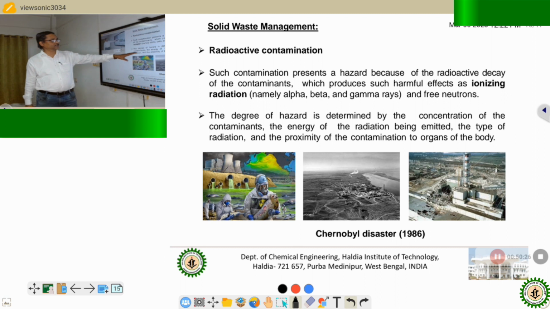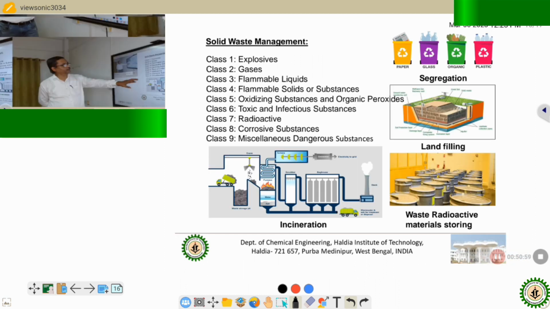The degree of hazard is determined by the concentration of contaminants and the energy radiation being emitted, the type of radiation, and the proximity of contamination to the organs of the body. Radioactivity, as you know, we cannot see with the open eye, but it has a long-term effect, so it should be avoided. If you use a radioactive power plant, the waste being generated should be handled properly. That waste management should be done that way.